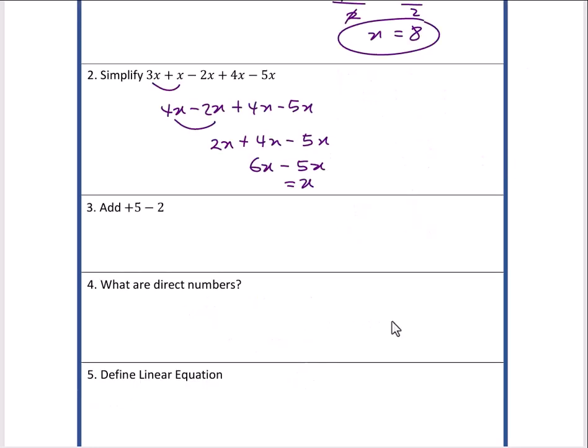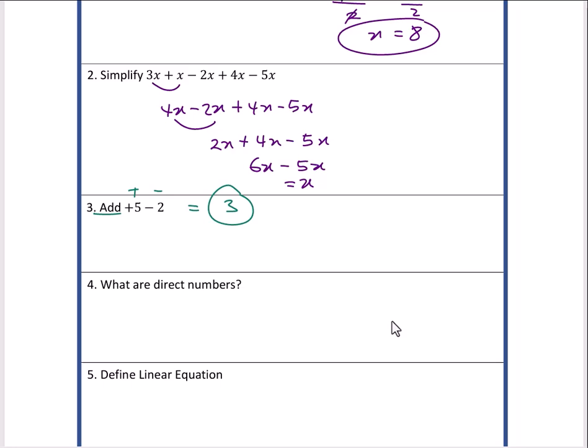For question number 3, we are asked to add plus 5 minus 2. So these are direct numbers, and the sign here is plus, the sign here is minus. So when the signs are different, we subtract. So this is just a distractor. Okay, so different signs subtract, using the bigger number to subtract, 5 minus 2 is 3. Okay, and the sign of the bigger number is plus. So this is just plus 3. The answer is 3. So whenever you have different signs, you subtract.